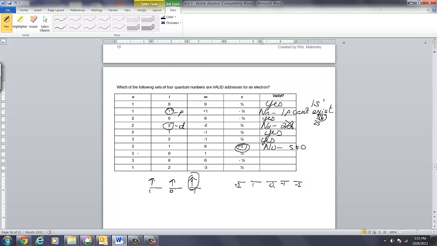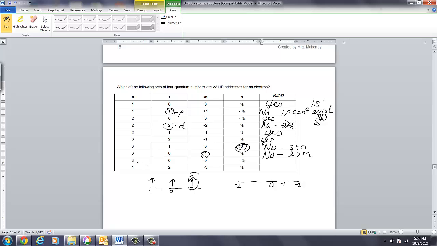Okay, so let's look here. 3, okay, third energy level. Can I have a 3s? Yes. Well, if l is 0, m has to be 0, because m always has to be between negative l and positive l. This is 1 more. That's invalid, so we can't have this. This is a no. m cannot be greater than l.